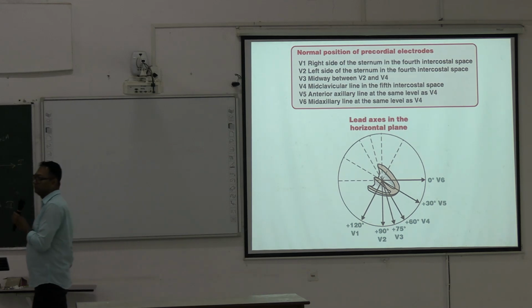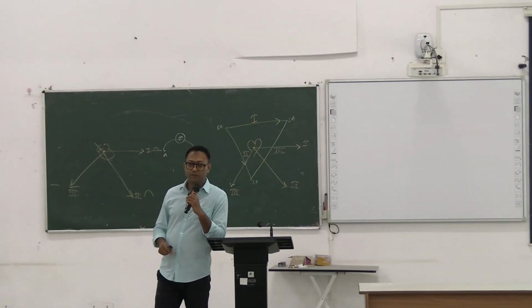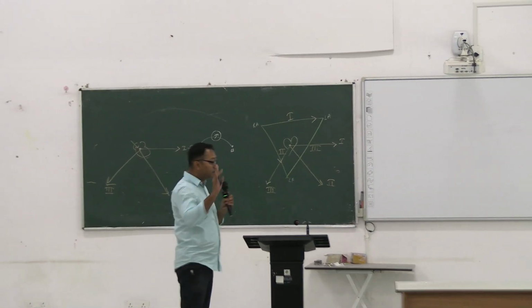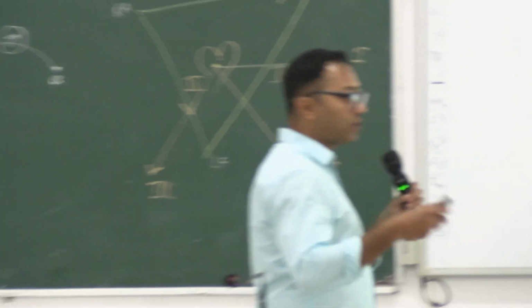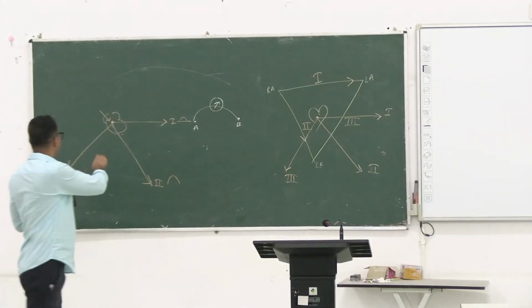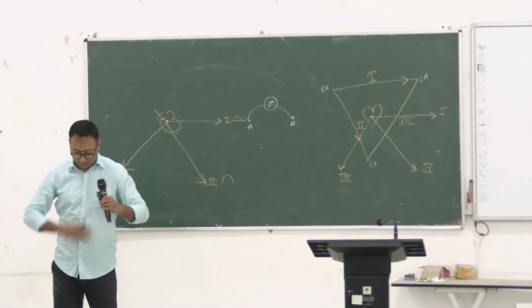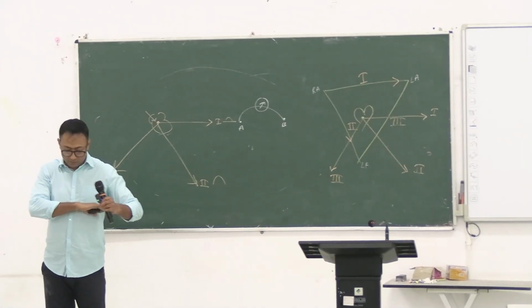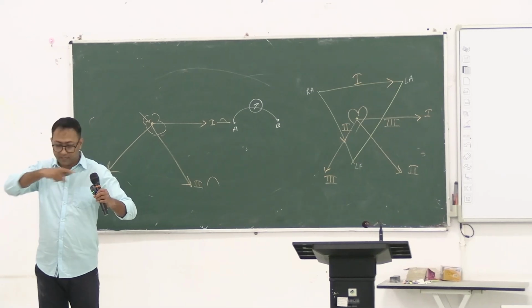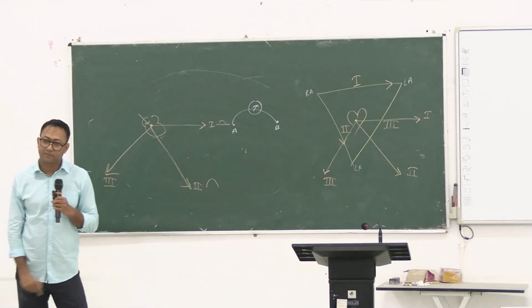Clear? You need to remember the placement of all the chest leads, right? Similarly, in the coronal plane, what we have discussed, this board is the coronal plane, okay? And if you do a transverse section like this, you get this plane, okay?